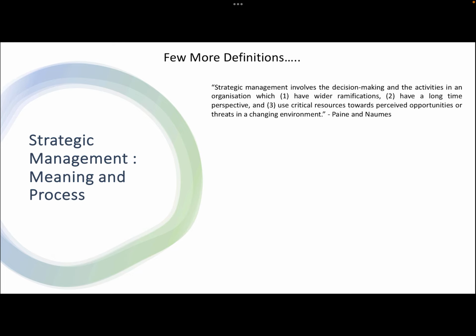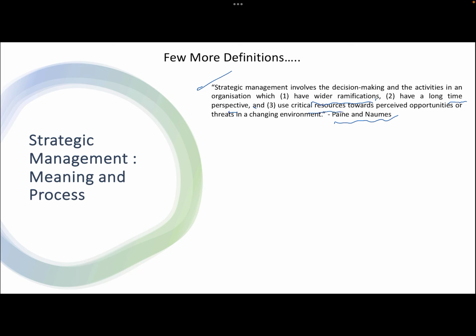So, the third definition is given by Payne and Norman. That is what we are going to review today. According to him, strategic management involves the decision making and activities in any organization which have wider ramifications, have a long-term perspective, and use of critical resources.